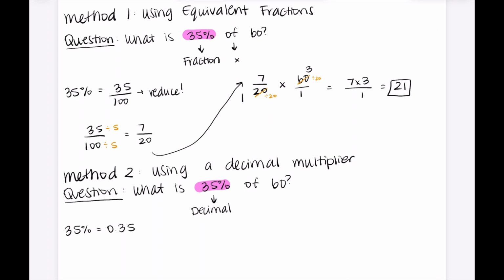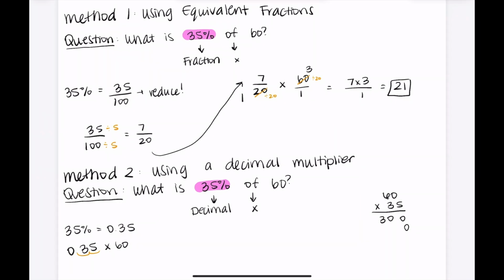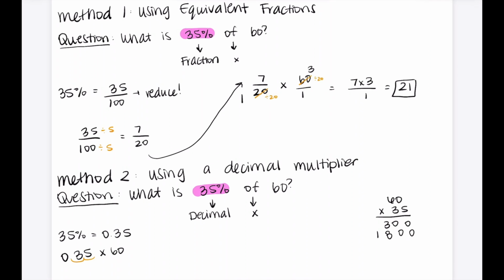We'll go back to the question. Of means to multiply, right? So we'll do 0.35 times 60. The 0.35 has 2 decimal places. So we're going to multiply the 60 and the 35 like normal, and then add in the 2 decimal places. When we do 60 times 35, we know 5 times 0 is 0, right? 5 times 6 is 30. When we go to our second row, we add in a 0. 3 times 0 is 0, and then 3 times 6 is 18.